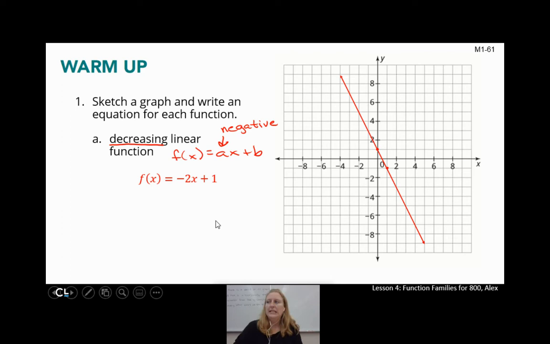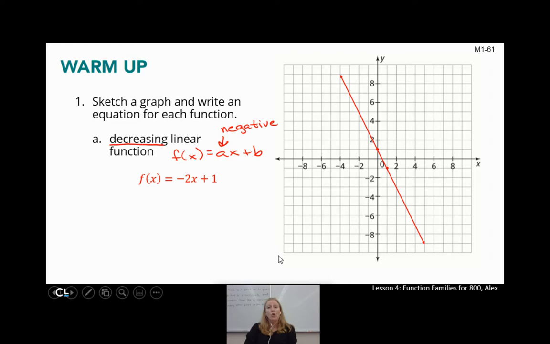Yours might look different. That's okay. But if you want a linear function, we have to use this form, and if I want it decreasing, that a value has to be negative. If I'd wanted an increasing linear function, I should have kept that positive. That's how it goes.